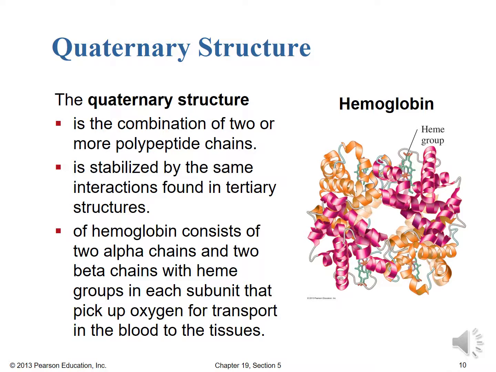If we're looking at hemoglobin in particular, for instance, it consists of 2 alpha chains and 2 beta chains with heme groups in each subunit that pick up oxygen for transport in the blood to the tissues. There we see the pink magenta colors and the orange colors. Those distinguish our 2 different types of subunits. So we have the 2 alpha chains and the 2 beta chains, and they all come together in this quaternary structure to form the functional protein.